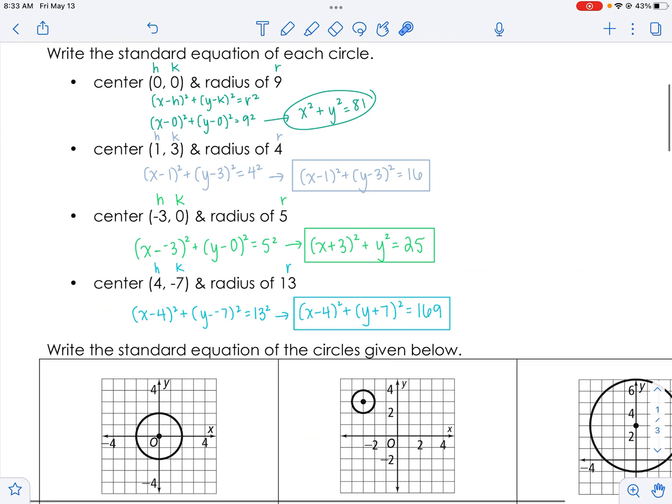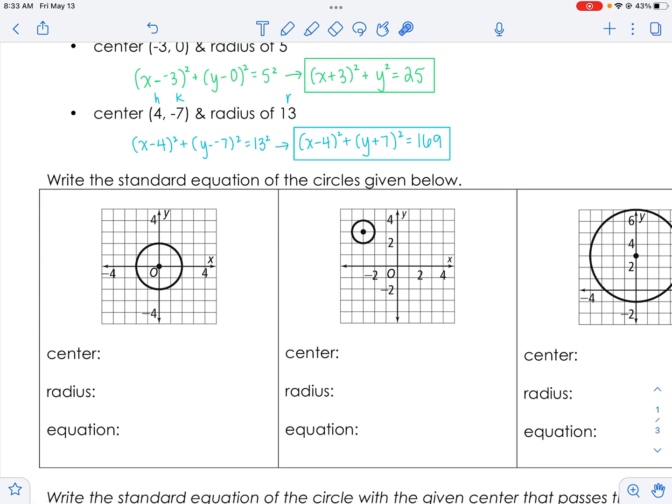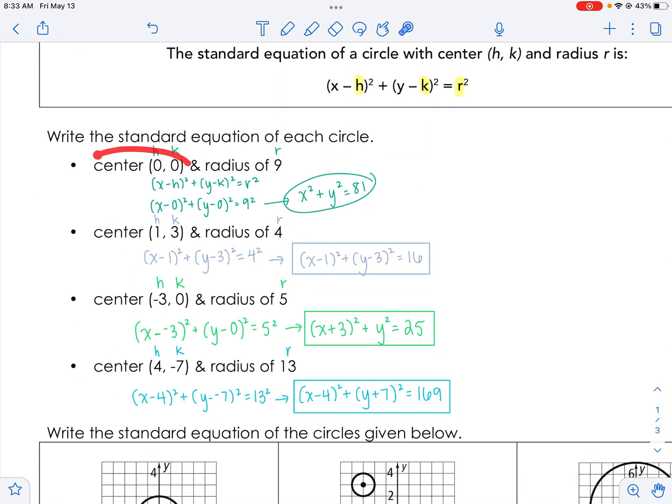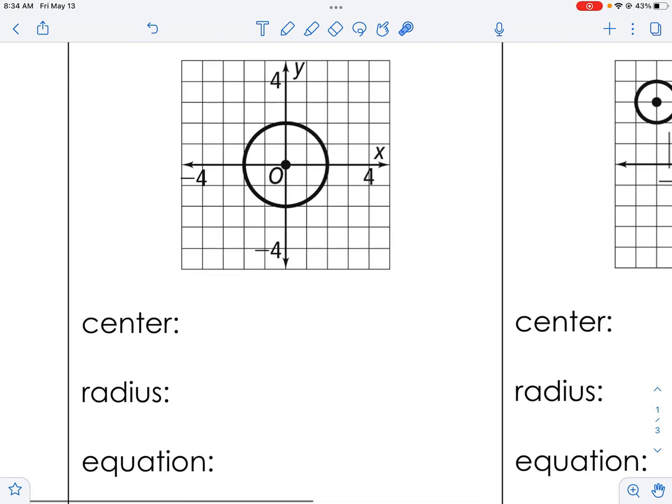So now we're going to go backwards. Now they have the graph, and we have to figure out the equation. In order to figure out the equation, I just need two things: where the center is and what the radius is, and then I'm just going to follow that formula again. Taking a look at this first graph, I see that the center is at the origin, which is at 0, 0.